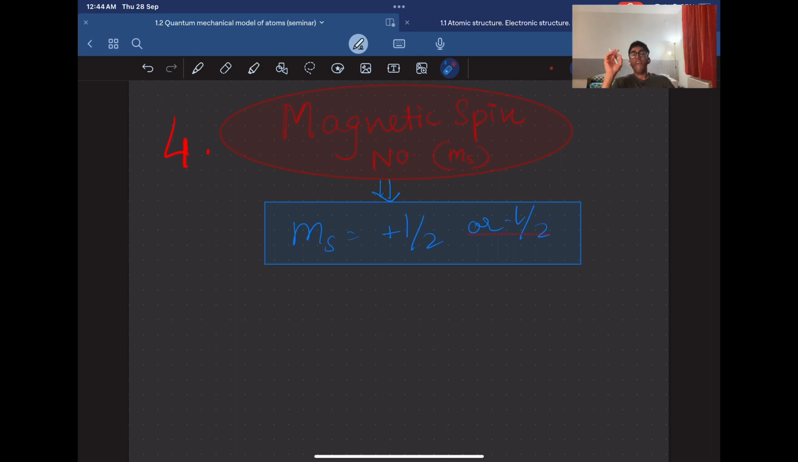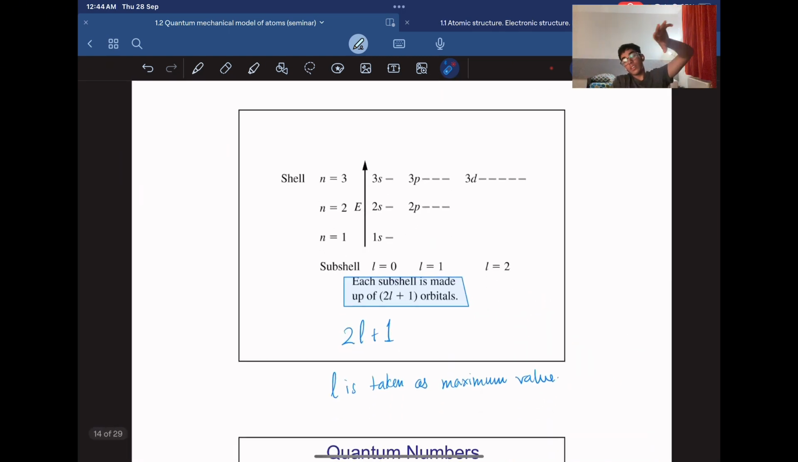Finally, we have the magnetic spin number, which is just plus half or minus half. We need 2 electrons to cancel out their spins to maintain net zero spin at all times.